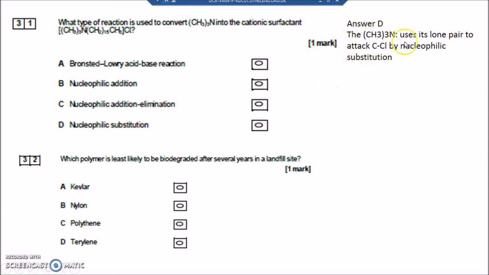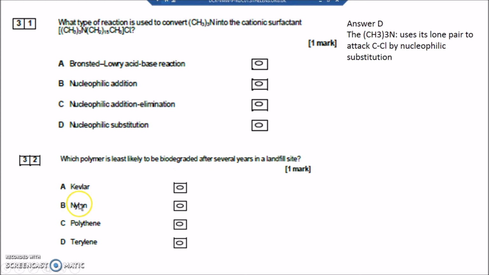Your answer is D. It's part of the process when you react any amine with a haloalkane, and it keeps replacing it in a series of steps until you end up with a quaternary ammonium salt used for cationic surfactants or detergents. Which polymer is least likely to be biodegraded after several years in a landfill site?